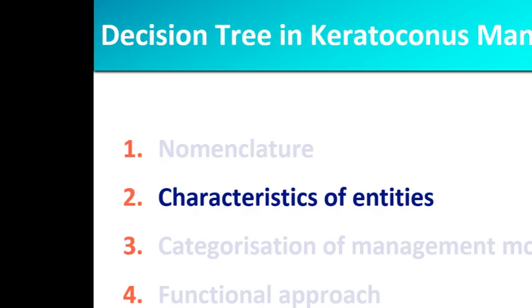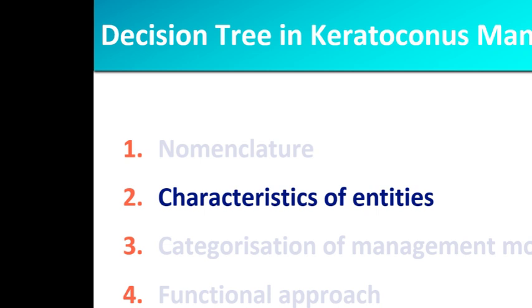Okay. Now, characteristics of these entities. Normal anterior curvature. The posterior elevation, what about it? Normal. So one eye is normal, and the other eye.